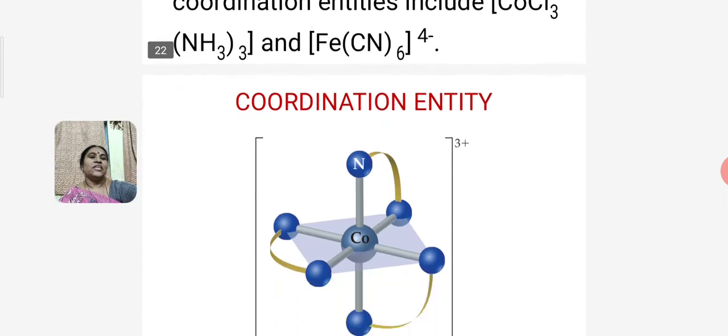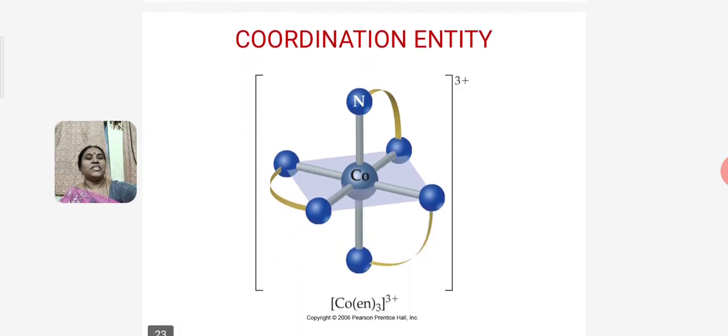Now you see another example of a coordination entity. So what do you see here? There is a central metal ion and then a molecule of ethane-1,2-diamine is bound to the central metal ion. Three such molecules are bound. All together is enclosed in a square bracket, and this is called a coordination entity.